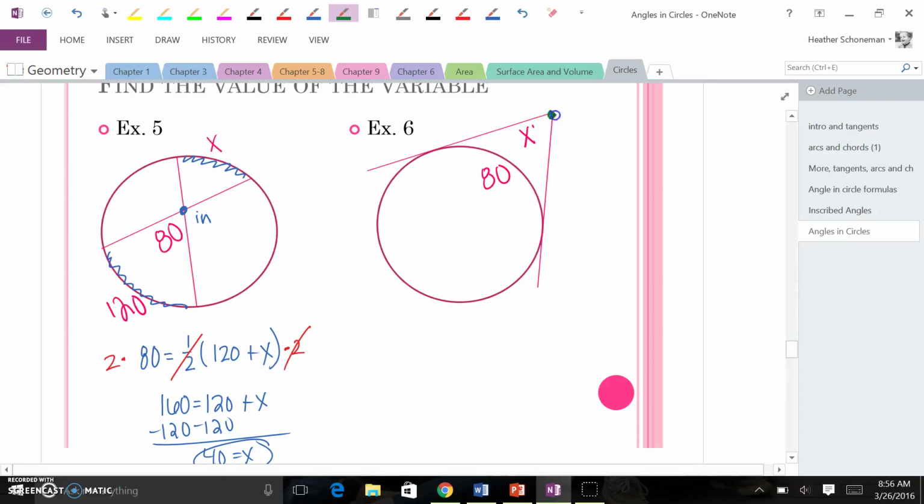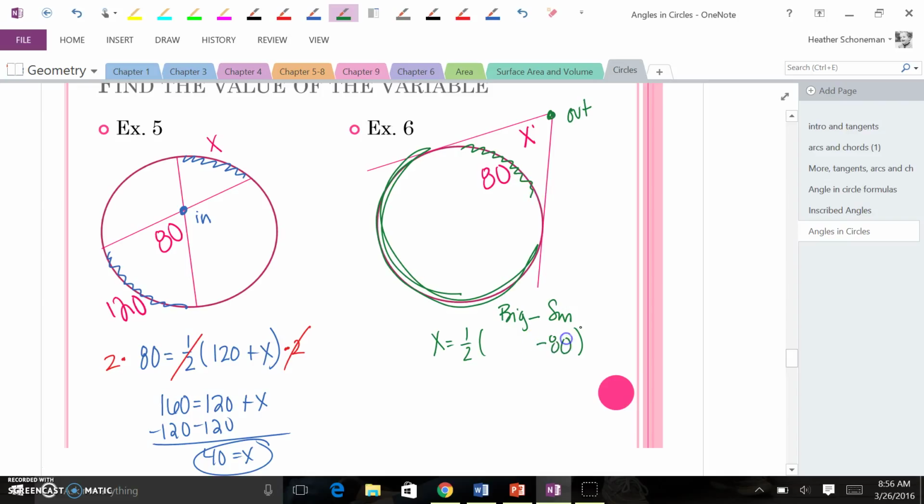All right, where's the vertex? Right here, outside of the circle. So when it's outside of the circle, the angle is always the variable or the number right next to the vertex, which is x, equals 1/2. And when it's outside, it's the big arc minus the small arc. Well, the big arc is this whole thing over here, which we don't know just yet. We were given the small arc, so we know it's going to be minus 80.